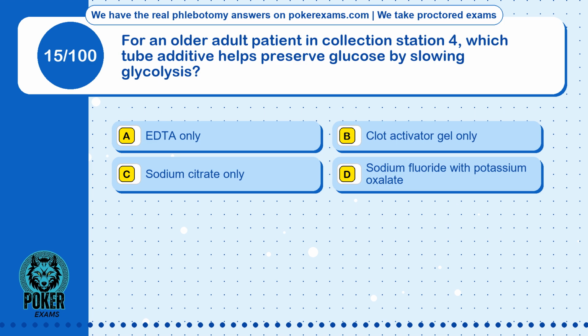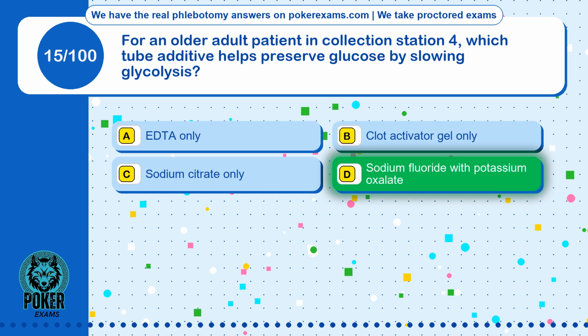Question 15. For an older adult patient in collection station 4, which tube additive helps preserve glucose by slowing glycolysis? Option A, EDTA only. Option B, clot activator gel only. Option C, sodium citrate only. Option D, sodium fluoride with potassium oxalate.